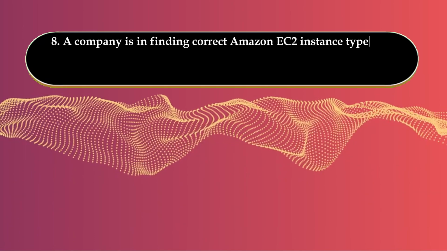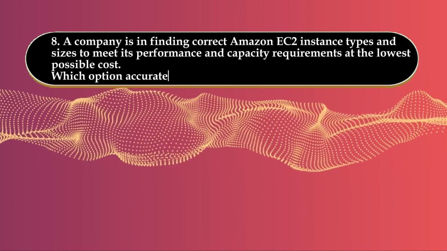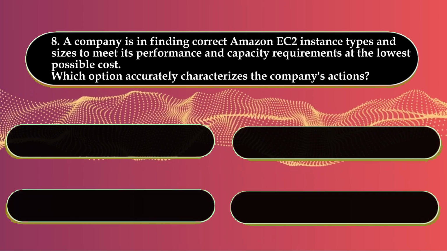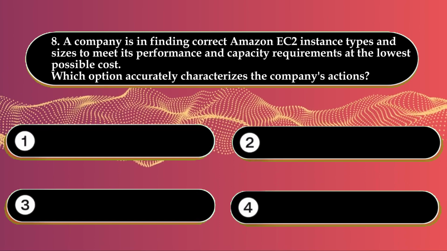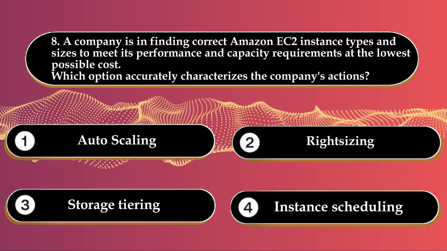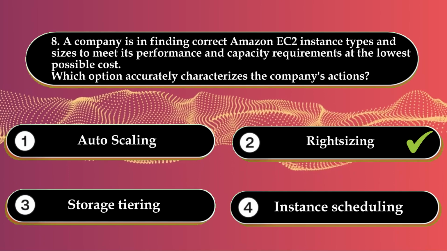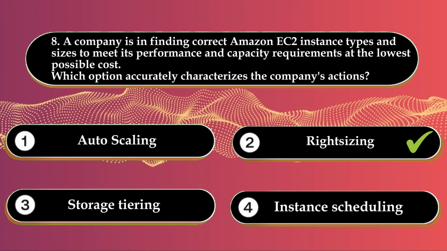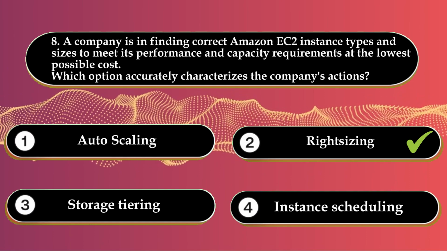8. A company is finding the correct Amazon EC2 instance types and sizes to meet its performance and capacity requirements at the lowest possible cost. Which option accurately characterizes the company's actions? Right-sizing refers to adjusting the size of your AWS resources like EC2 instances to match your actual usage needs.